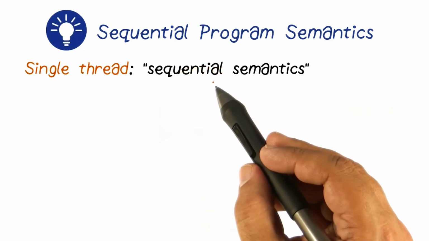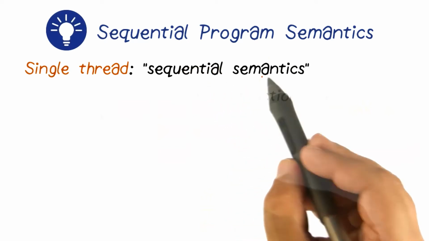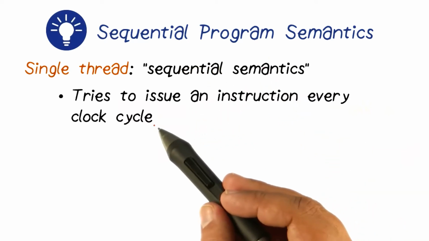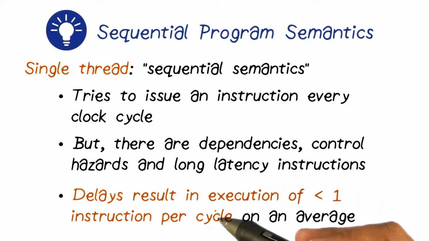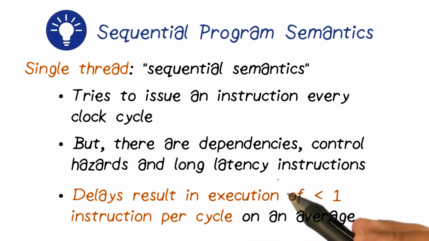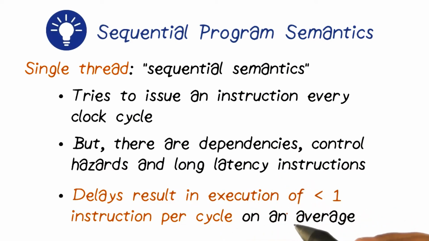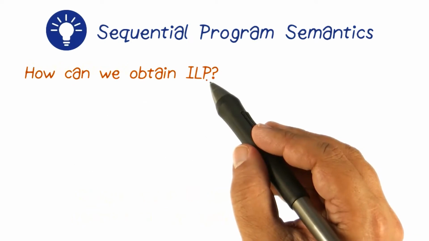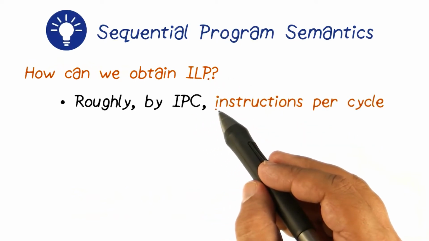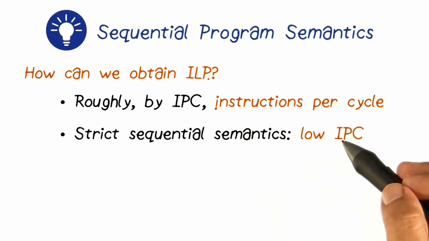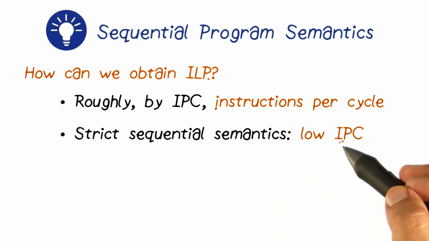Let's understand the ILP for sequential semantics in a single thread. The processor tries to issue an instruction every clock cycle, but there are dependencies, control hazards, and long latency instructions. Due to these dependencies, delays result in execution, and there is an execution of less than one instruction per cycle on average. Instruction level parallelism, also called ILP, is achieved by executing multiple instructions in a cycle on the other hand. One of the key measures of ILP is instructions per cycle, IPC, which defines how much concurrency we can achieve by executing multiple instructions on average in a clock cycle. Strict sequential semantics results in low IPC due to lots of dependencies.